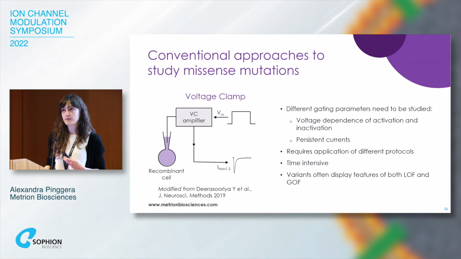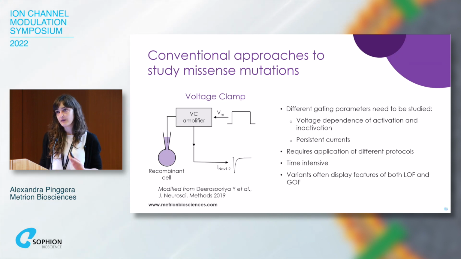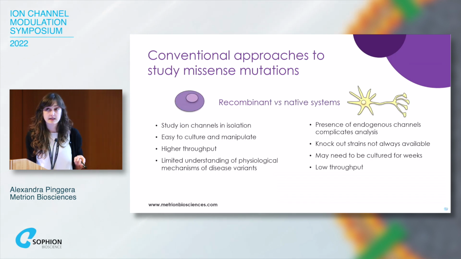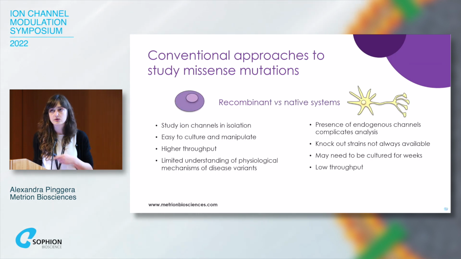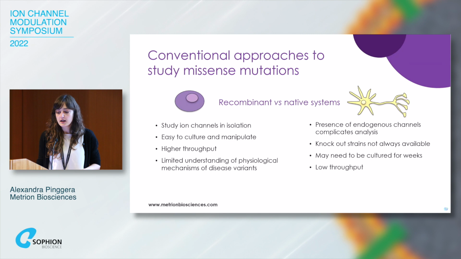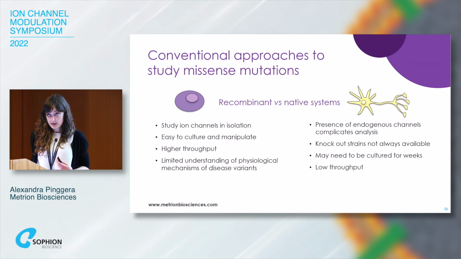They would display features of both gain and loss of function, and this makes it very hard to interpret the physiological consequences of these mutations on neuronal firing. And while recombinant systems are obviously very useful tools to study ion channels in isolation, as they are easy to manipulate and culture, as I just mentioned, they give limited understanding of the physiological consequences.